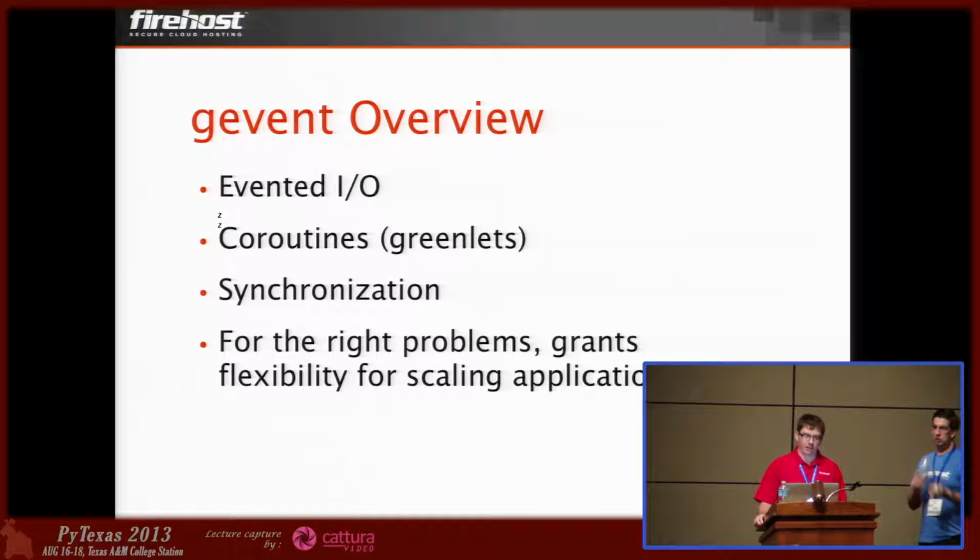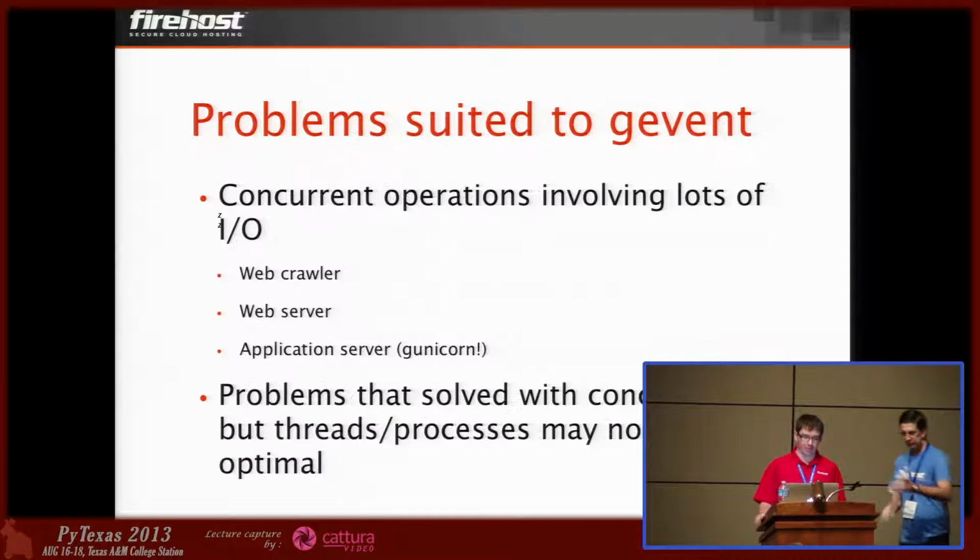Computer science students I'm sure will be intimately familiar with those concepts. And we like it because for the right problems, which we feel like we have, it gives us a lot of flexibility for scaling our applications. This is in addition to all the things that we get out of using AMQP. So to talk a little bit about problems that are suited to Gevent, it is not a magic bullet. It is not a Thor's hammer for solving problems. Gevent is really good at doing lots of concurrent operations when you have lots of I/O involved.